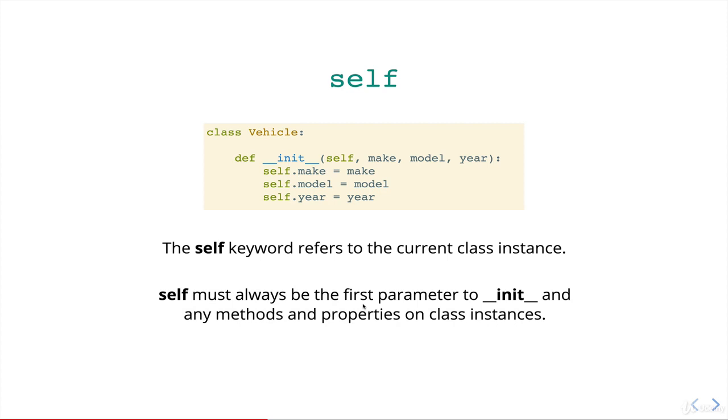And in the next video, we'll see that self pops up again because it always is the first parameter, not only to init, but to any methods we go ahead and define on our own class instances. But before we even get there, it's time for an exercise. You're going to define your own class, and then after the exercise, we'll come back and we'll learn to add methods to our classes. Okay, see you then.